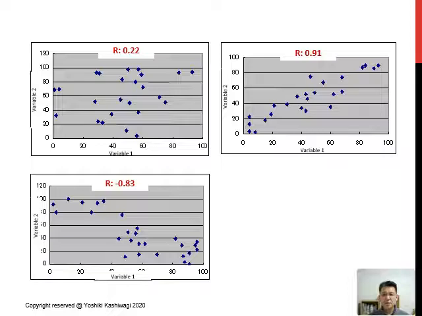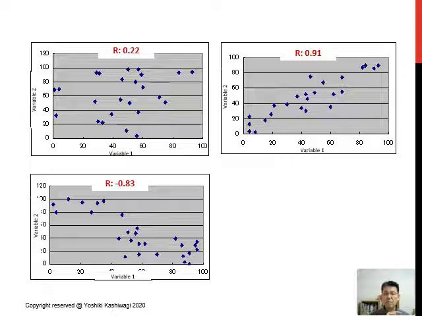How about the one on the right-hand side? You can see an almost straight line. If variable 1 increases, variable 2 also increases. So that's positive correlation, and it is shaped like a straight line. If you take the coefficient, it indicates 0.91 in this case, which means these two variables or data sets have strong positive correlation.